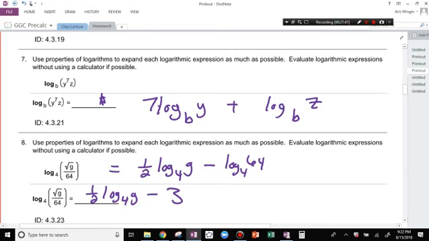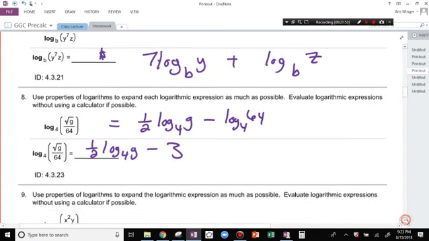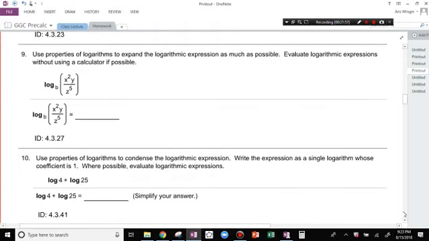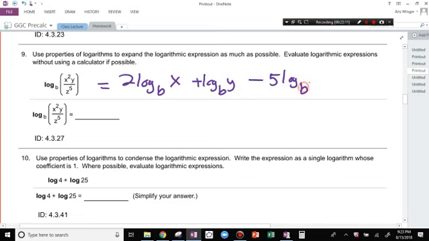Is the power you raise 4 to get 64? That's 3. We said that earlier. Division turns into subtraction, and just bring it all together. Log base b, 2 log base b of x, log base b of y, log base b of z. Division turns into subtraction.